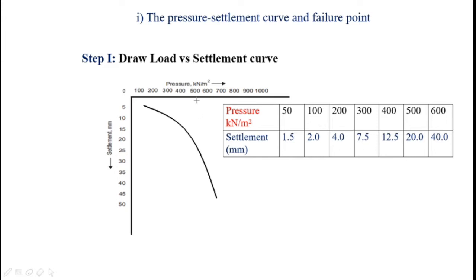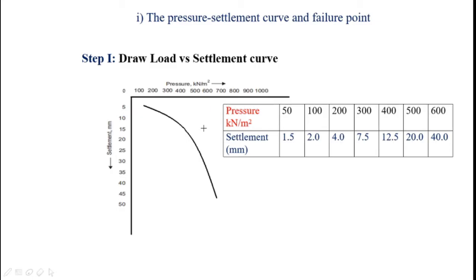Okay, so in part 1, on the x-axis, this is usually the convention that we use, we keep the pressure, and on the y-axis we keep the settlement. So you have the pressure data, you have the settlement data. Just keep on plotting these points. First point will be 50 and 1.5. That point will come somewhere over here, like this. Second point 100 and 2.4, 300 and 7.5. So you just keep on drawing these points and join them all by a smooth curve, and you will get a load versus settlement curve like this.